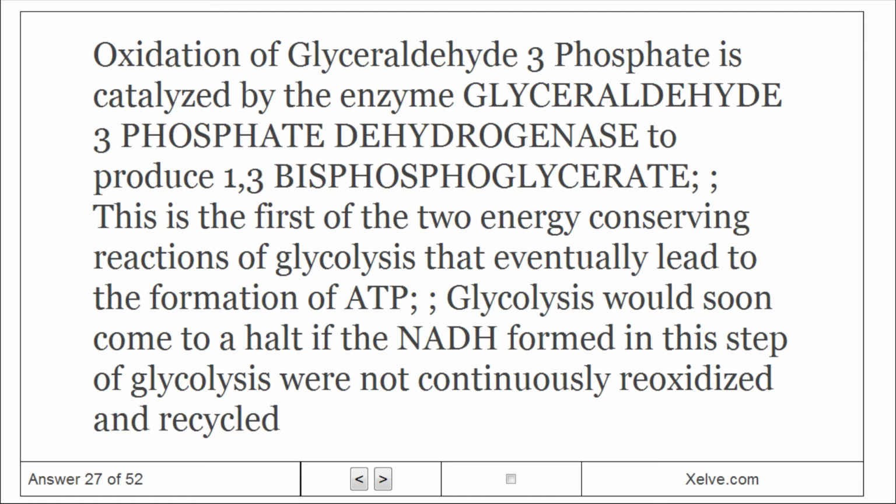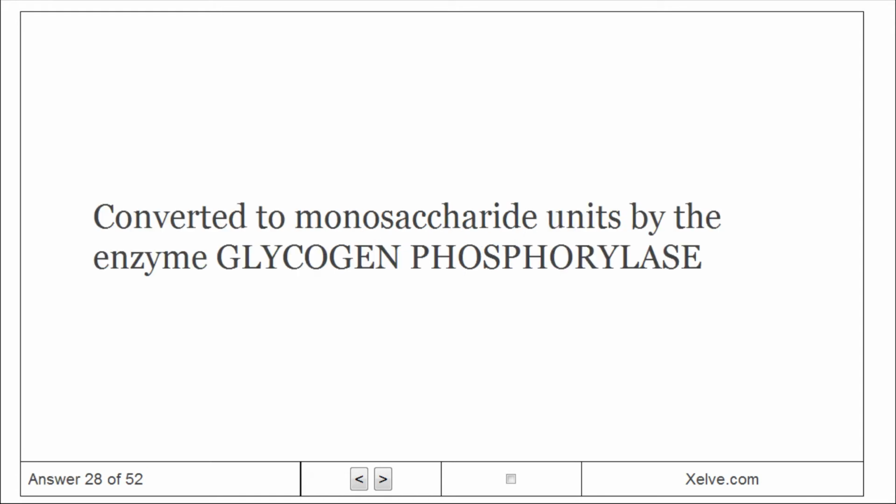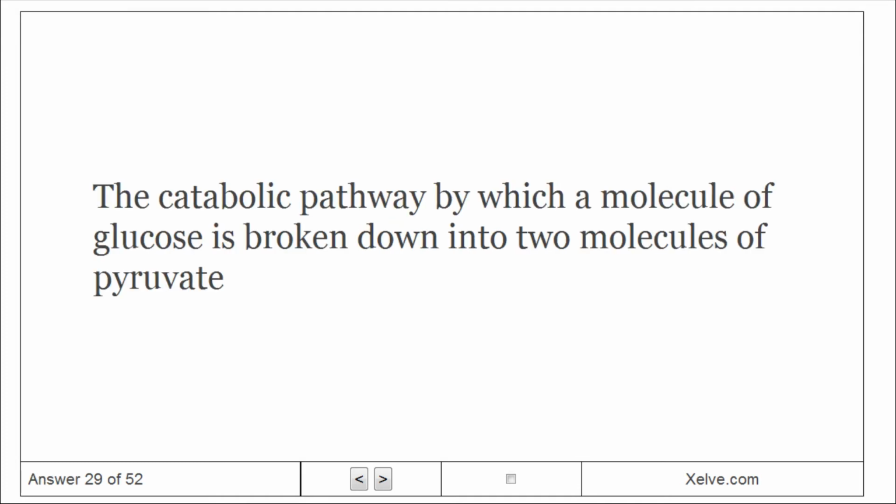Glycolysis would soon come to a halt if the NADH formed in this step of glycolysis were not continuously reoxidized. And glycogen is converted to monosaccharide units by the enzyme glycogen phosphorylase. Glycolysis. The catabolic pathway by which a molecule of glucose is broken down into two molecules of pyruvate.